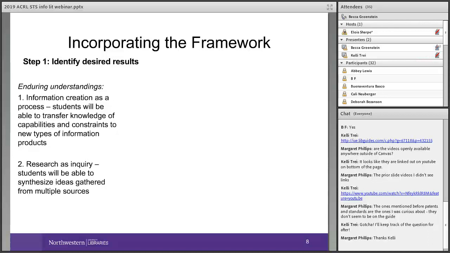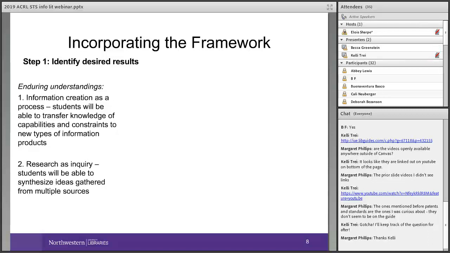This was the example that I worked through as a way to work with this class and the framework and instructional design. So again, step 1 is to identify desired results. The first step is to think of enduring understandings, which are pretty broad strokes skills. So I lifted these right from the framework. The first one that I thought of that would be applicable to DTC was information creation as a process. So students will be able to transfer knowledge of capabilities and constraints to new types of information products. So patents, they are literally making a new product.